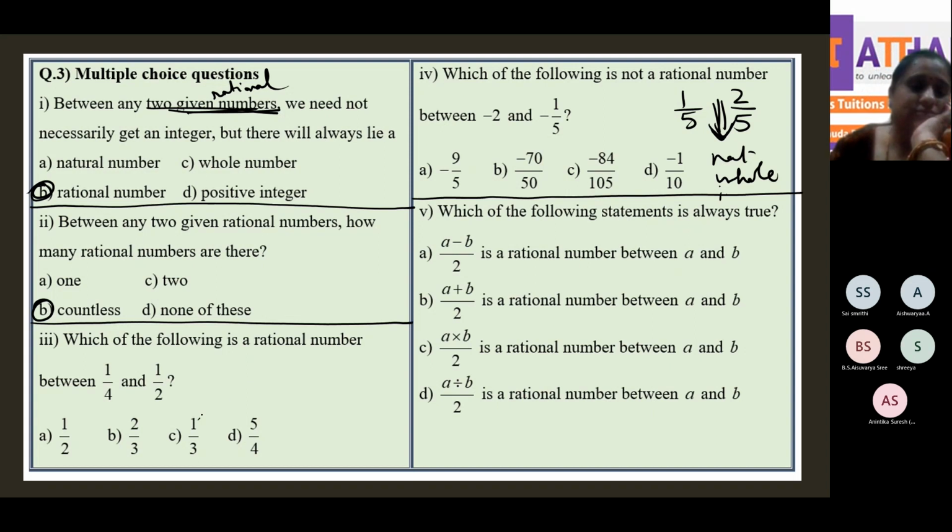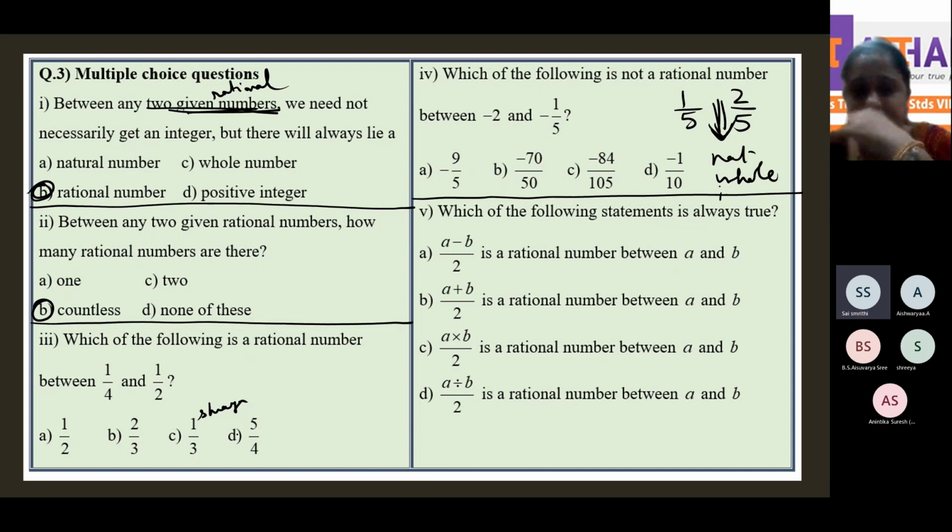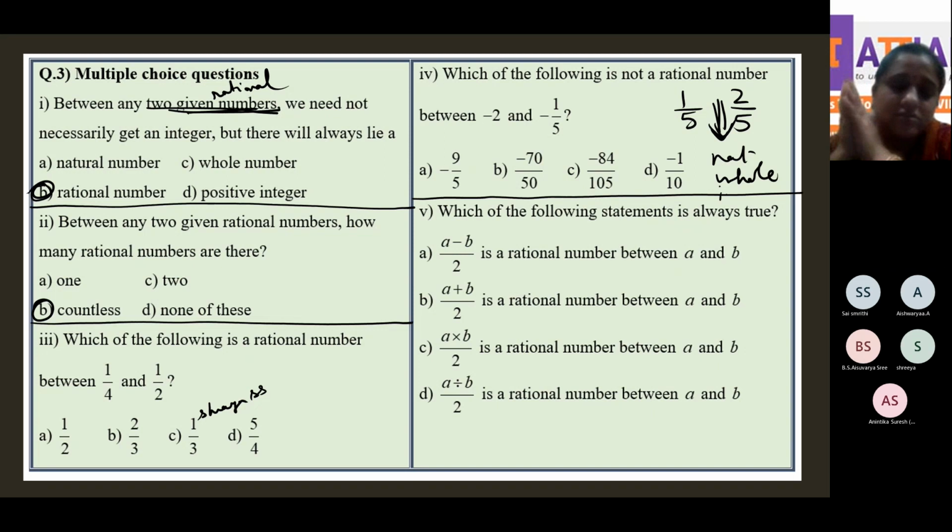Okay. Shreya, is it? Yes, ma'am. Okay. Ma'am, Sai Smriti, 1 by 3. Okay. Yeah, others working on it?